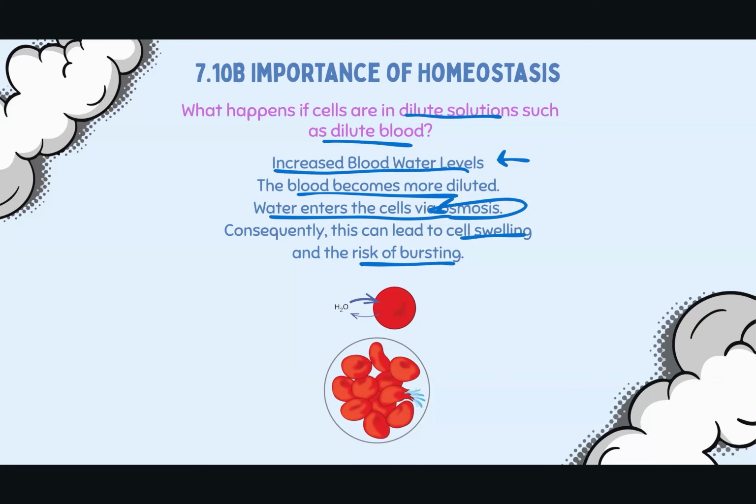Now, just to clarify here, if you've got more water on the outside, then the water is going to enter the cell. But when we have too much water, as you're going to find out afterwards in this lesson, certain hormones are released. The kidneys become more permeable. The tubules become less permeable, and more urine is made. And that means more water is released in urine.